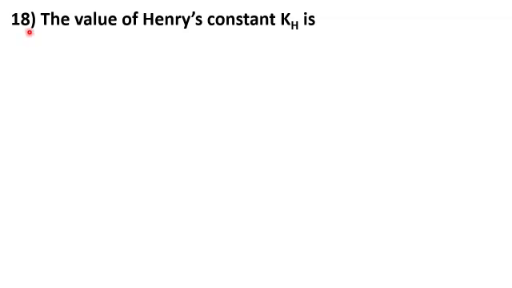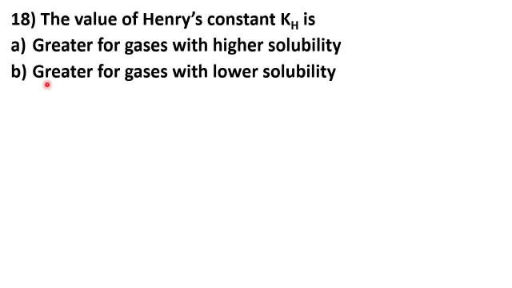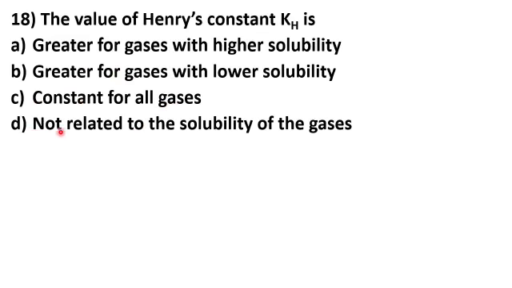Question number 18. The value of Henry's constant, that is Kh, is dash. Option A, greater for gases with higher solubility. Option B, greater for gases with lower solubility. Option C, constant for all gases. And option D, not related to the solubility of the gases.